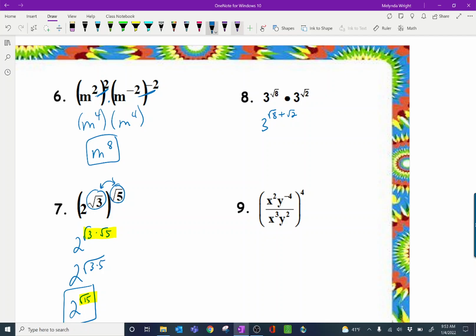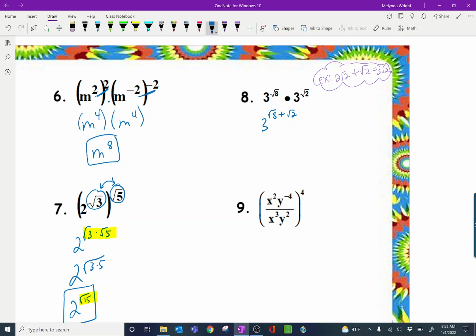Like, for example, this is just a side note. If I had 2 square root of 2 plus square root of 2, I treat square root of 2 kind of like a variable. I don't really mess with it. I have 2 square root of 2's plus 1 square root of 2. That would give me 3 square root of 2. Okay, that's just a side note on how to work with adding these little radical guys.